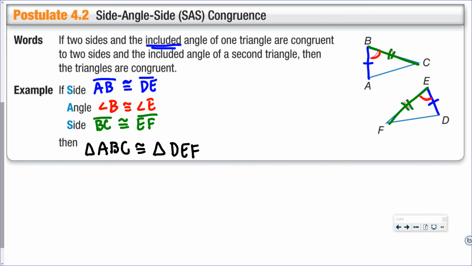Two reasons. One, you have to put the A in the middle because it's the included angle, and you don't want to write a naughty word, right? So make sure you're careful with the order of those letters.